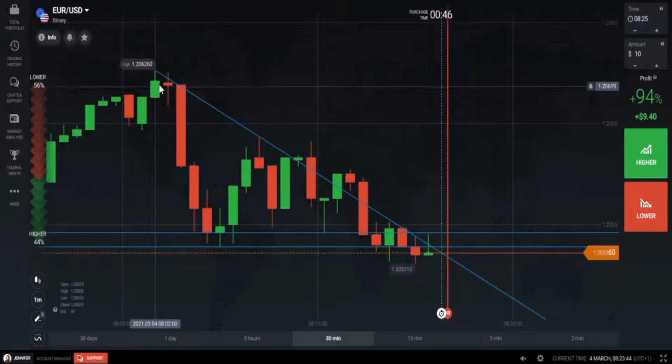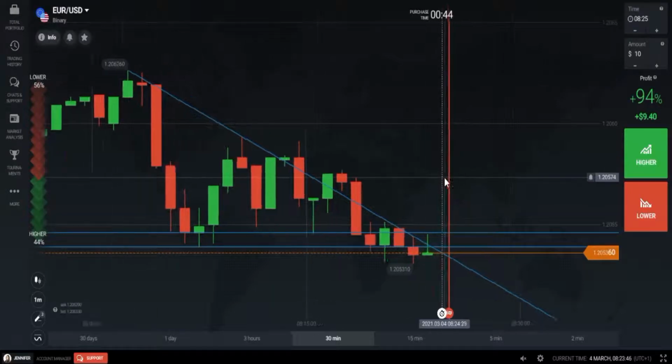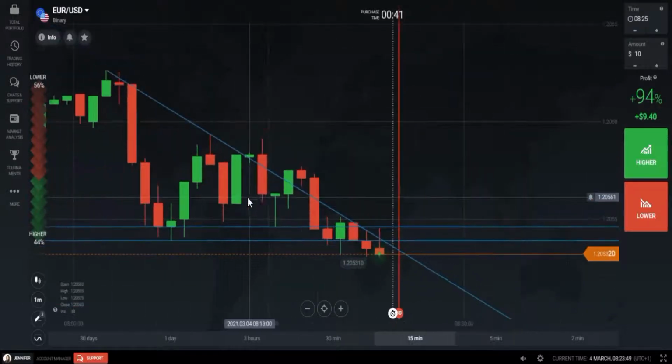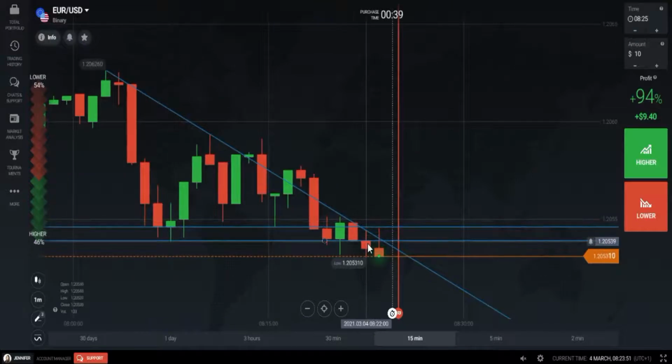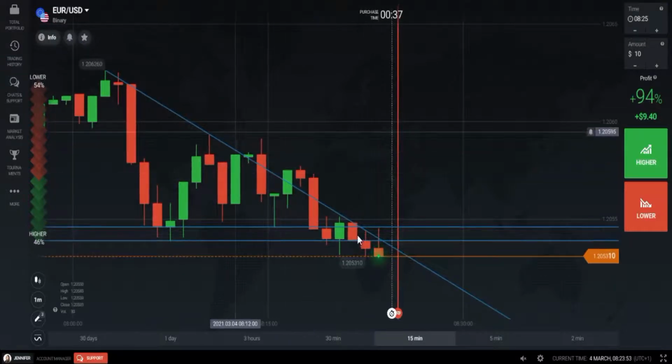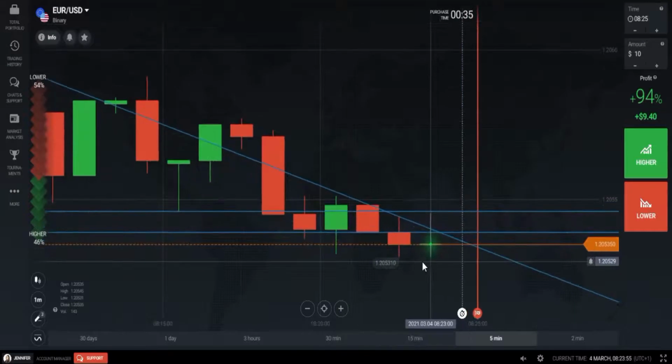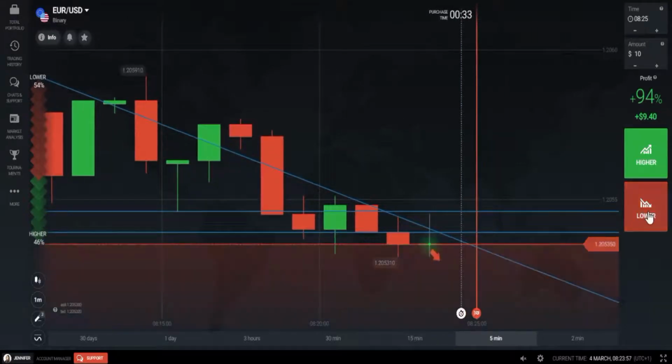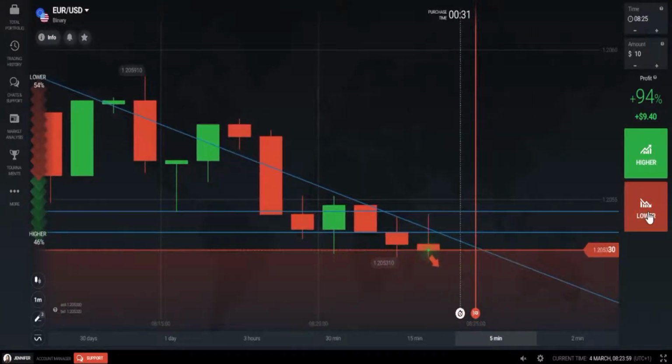So I draw my trend line. So we have a broken support that became a resistance. We have a rejection of the trend line. So highly potential that the next candle will go red. So I will explain.